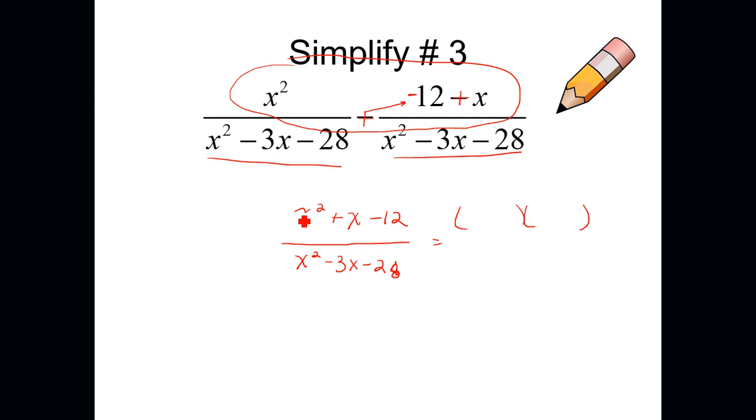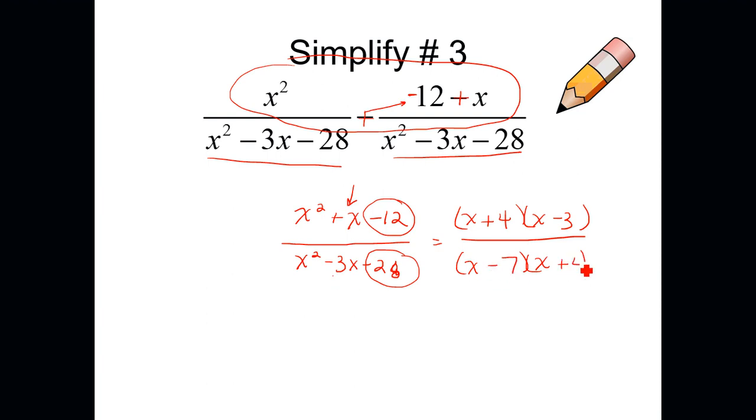So let's double set parentheses, x's go in the front, right? What two numbers would go in the back to make negative 12 and add to make 1x in the middle? That's plus 4, minus 3. Those will do it, right? And then on the bottom one, I have to do the same thing, double set parentheses. What two numbers multiply to make negative 28 and add to make negative 3? It's negative 7, positive 4.